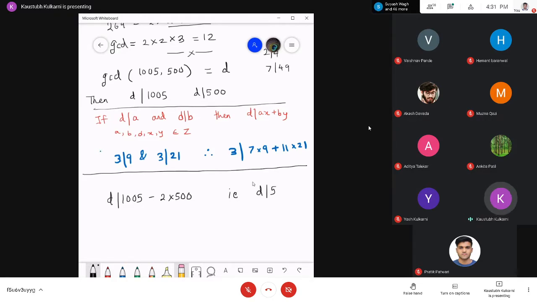Now 5 is a prime number, which means that D is either 1 or 5. Now we see that 5 divides 1005 and 5 divides 500. Therefore, we go with D is 5. If the factor could not divide one of these, then we would have had to go with 1.